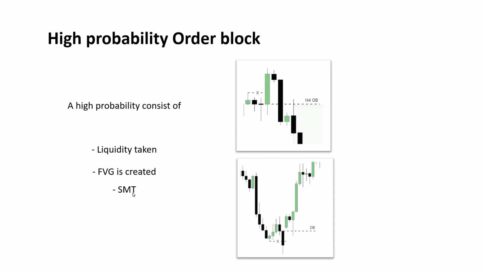And then, is there SMT in the price chart? Even though, for me personally, I don't use SMT to confirm high probability. I usually use 2, which is liquidity taken and is there a fair value gap. If these 2 are there, I take my trade.